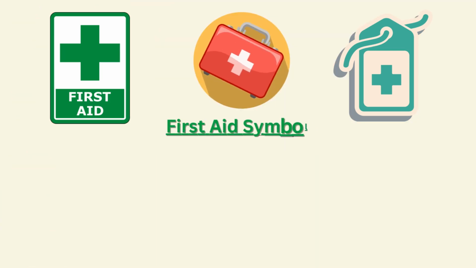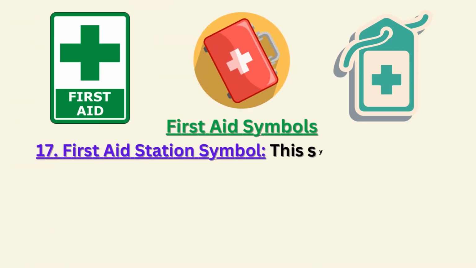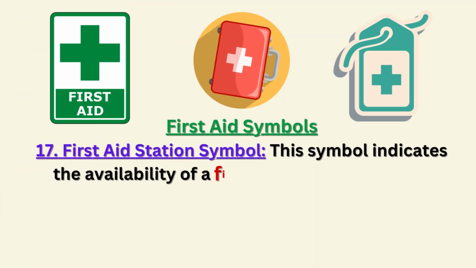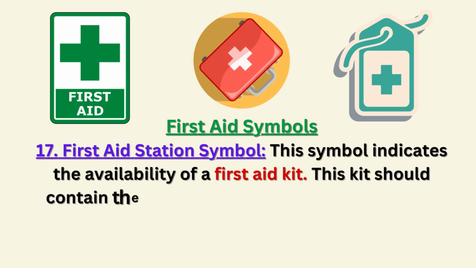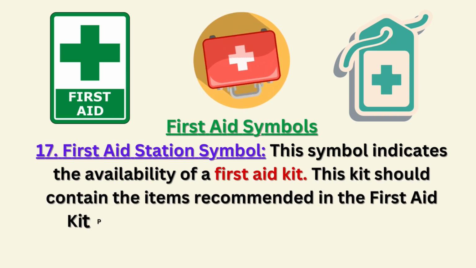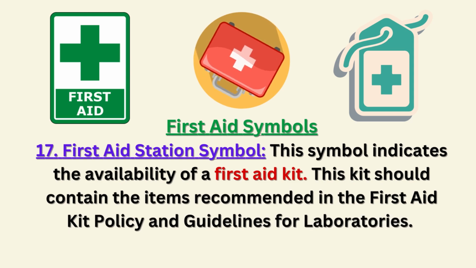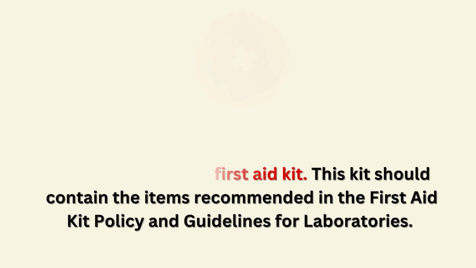First aid symbols. 17. First aid station symbol. This symbol indicates the availability of a first aid kit. This kit should contain the items recommended in the first aid kit policy and guidelines for laboratories.